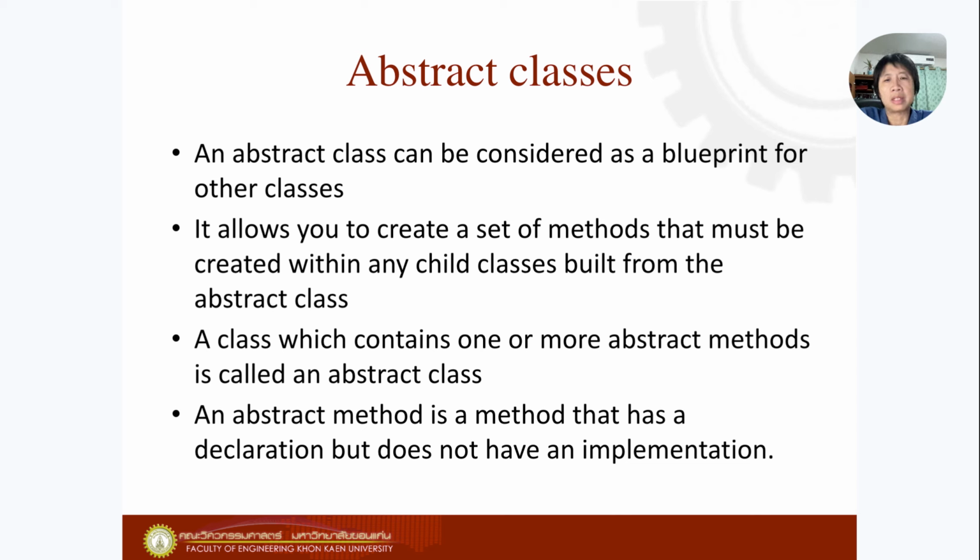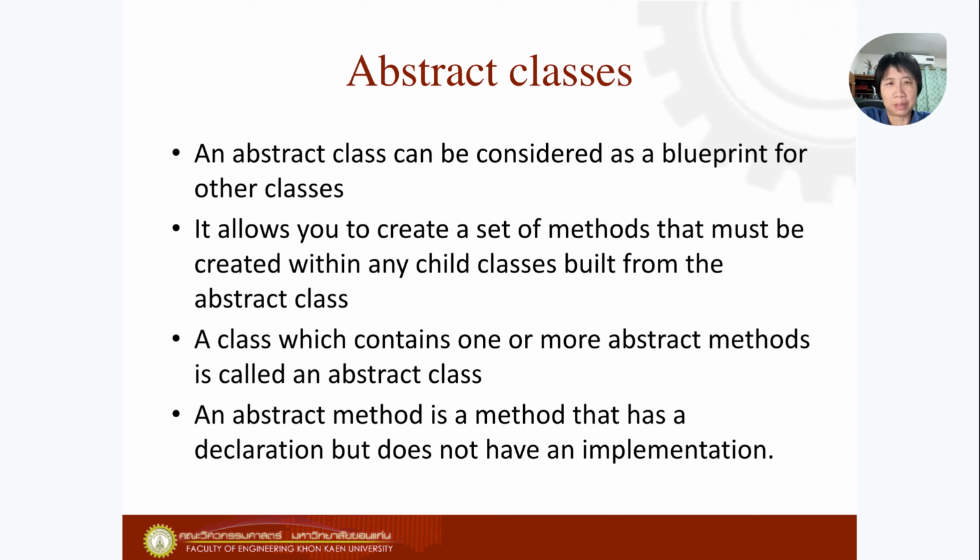It allows you to create a set of methods that must be created within any child class built from the abstract class. A class which contains one or more abstract methods is called an abstract class, and that's the main difference between an abstract class and a non-abstract class. So, an abstract class can contain one or more abstract methods, but it doesn't need to contain abstract methods. But a non-abstract class cannot contain an abstract method.